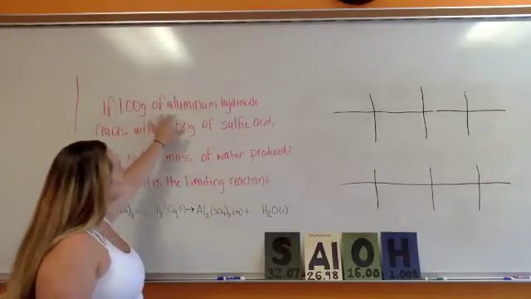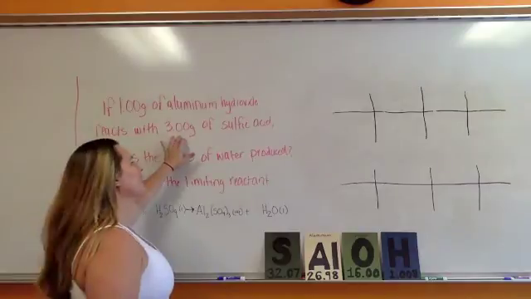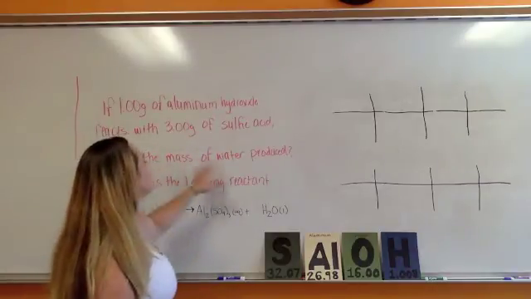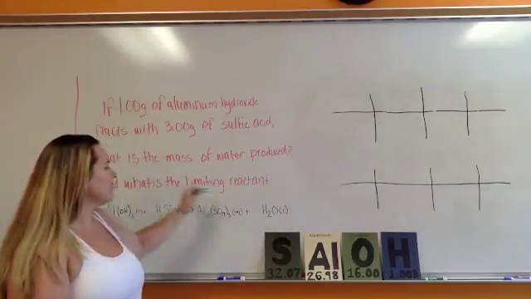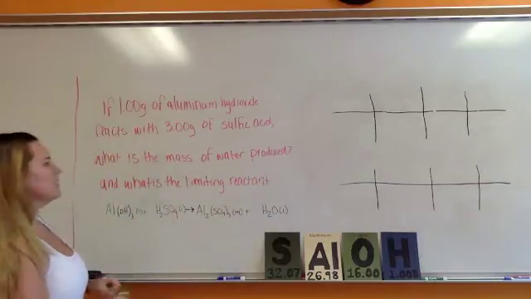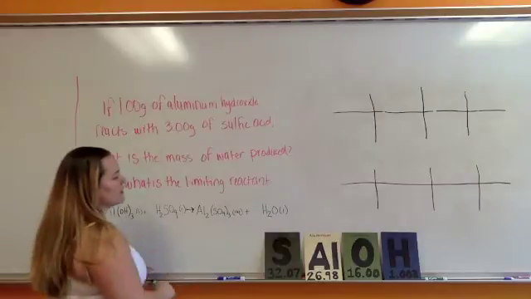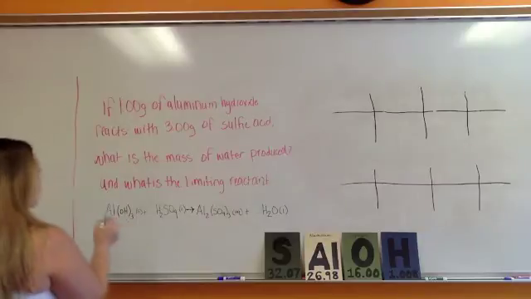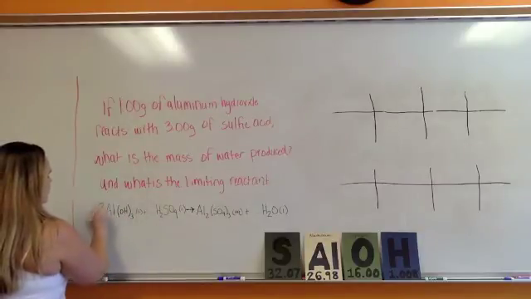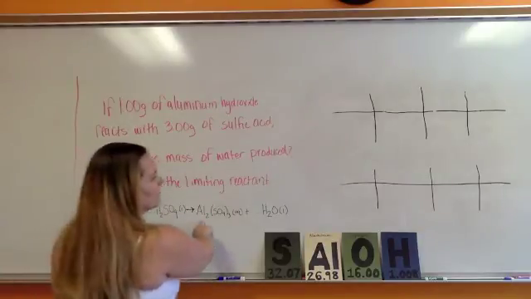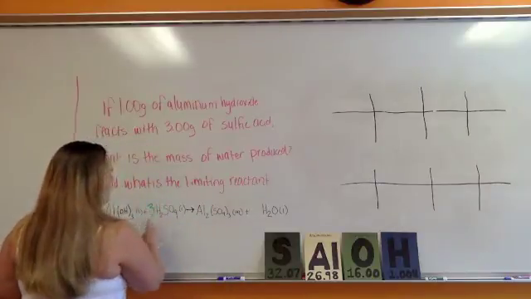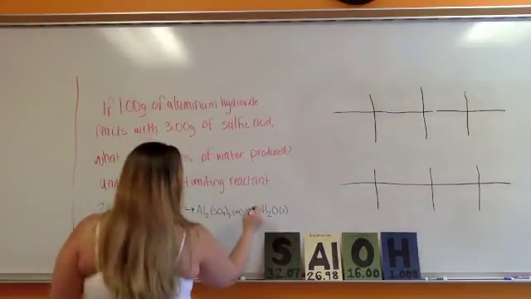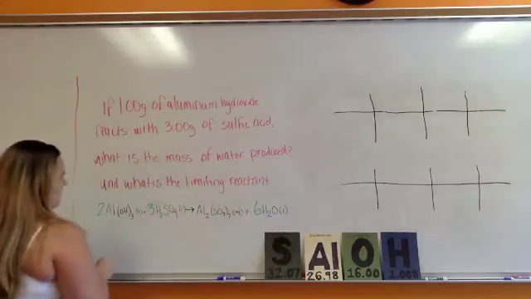If 1 gram of aluminum hydroxide reacts with 3 grams of sulfuric acid, what is the mass of water produced? And then later we're going to find the limiting reactant. So the first thing I needed to do in my equation is make sure it was balanced, which it wasn't. So in order to balance it, I looked at both sides and realized I needed to put 2 to balance out my aluminum, 3 to balance out my hydrogens and my oxygens, and then 6 over here to counteract that.